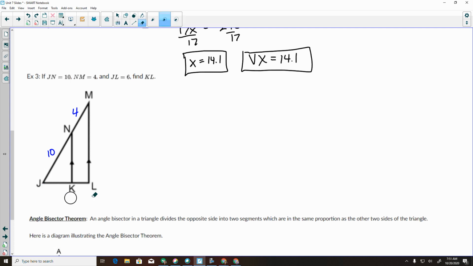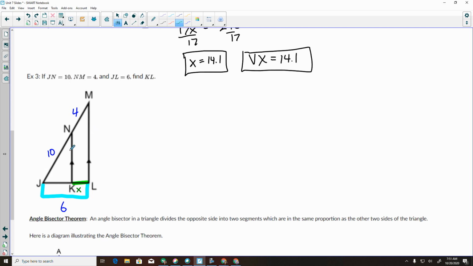And I like the highlighting a little bit better, so let's do that instead. If I'm highlighting this, J all the way to L is 6. Okay, find KL. From K to L, that's just that distance there. We don't know what that is.